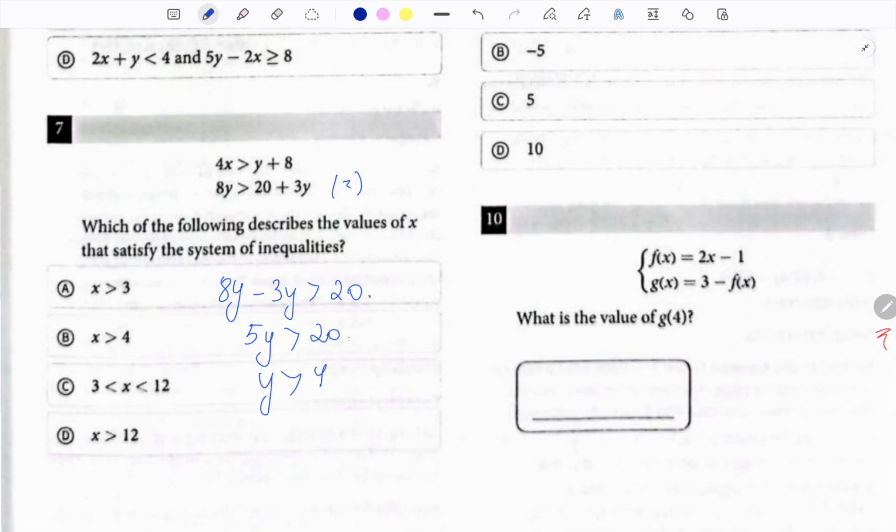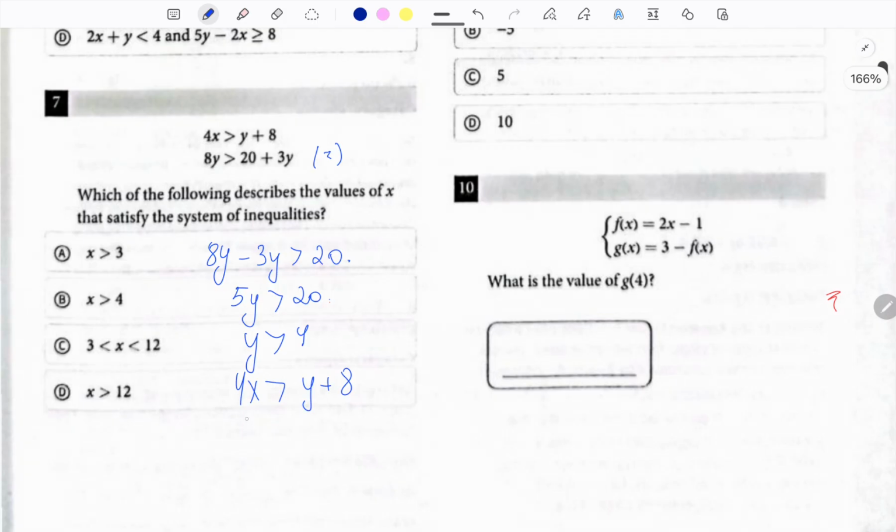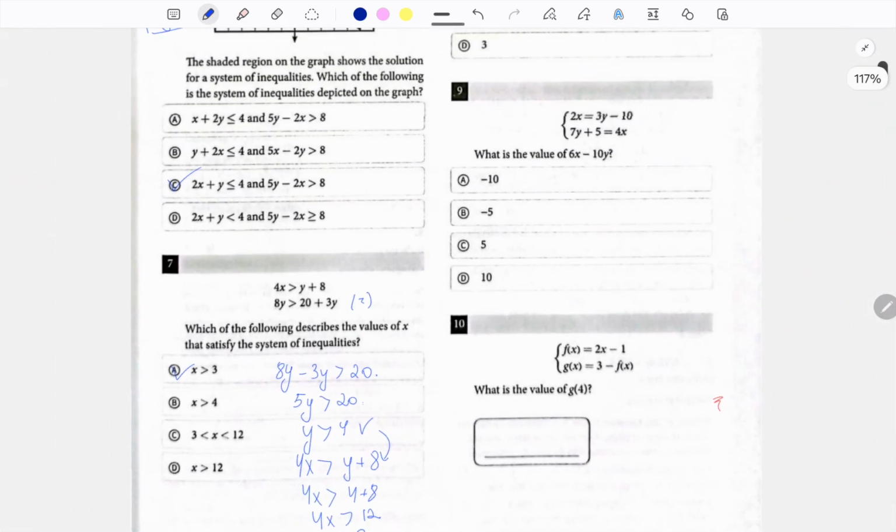And from the first inequality, we can write 4 times x is greater than y plus 8. Using this inequality, we get 4 times x is greater than 4 plus 8, and 4 times x is greater than 12. Let's divide both sides of this inequality by 4. Then we get x is greater than 3. So the correct answer is A.